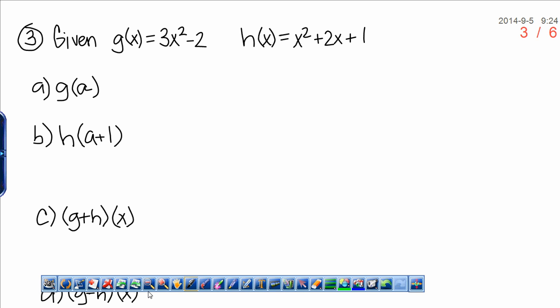All right, Miriam, what do you think? Perfect. All we're going to do is plug in a for x. 3a squared minus 2. Remember, g of 5 just means you plug in 5 for x, right? So g of a just means you plug in a for x. Don't get thrown off when we throw variables in. Why is it not in parentheses? You could put the a in parentheses. That would be fine.